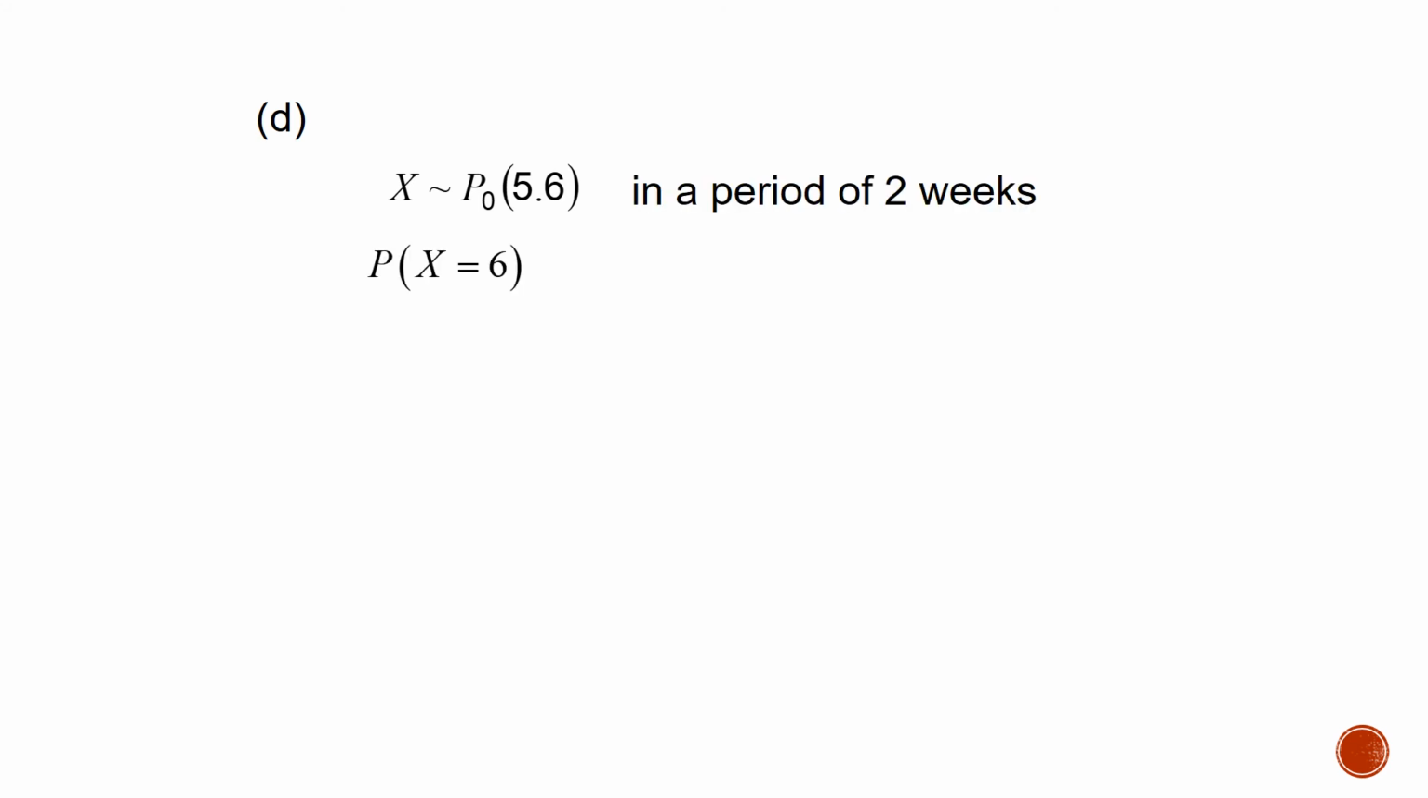Part D, exactly 6 accidents occur in 2 weeks. So your lambda still remains the same, 5.6 in a period of 2 weeks. So P(X = 6). You substitute x as 6. Your lambda remains the same as 5.6. So you have 0.1584, rounded off to 4 significant figures.